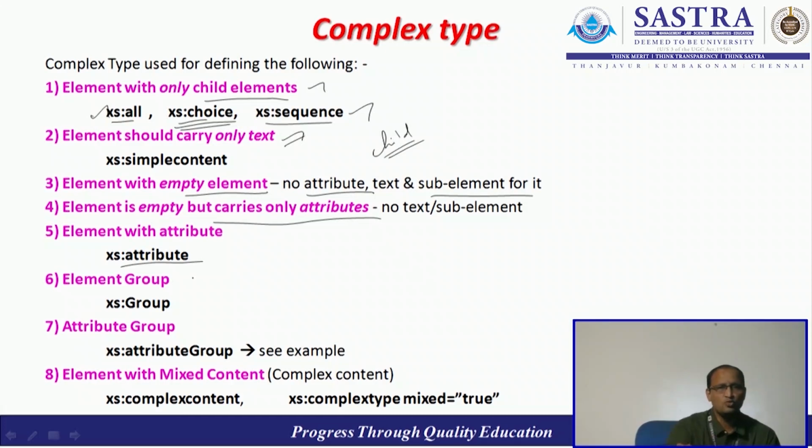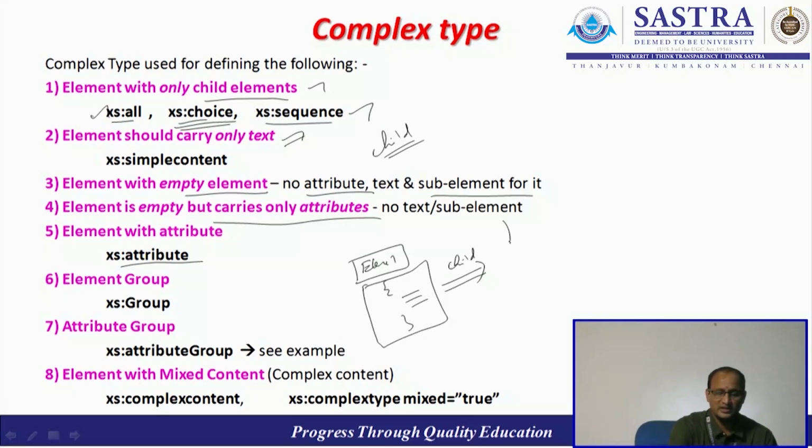Sometimes we have a group of elements. This group of elements can be included in any element. I have a set of elements, so this set of elements can be given as child for some other element, which is element 2. What we achieve in the sense is reusability.